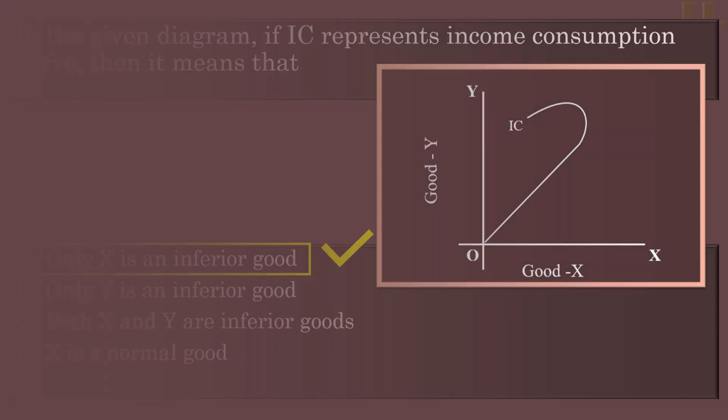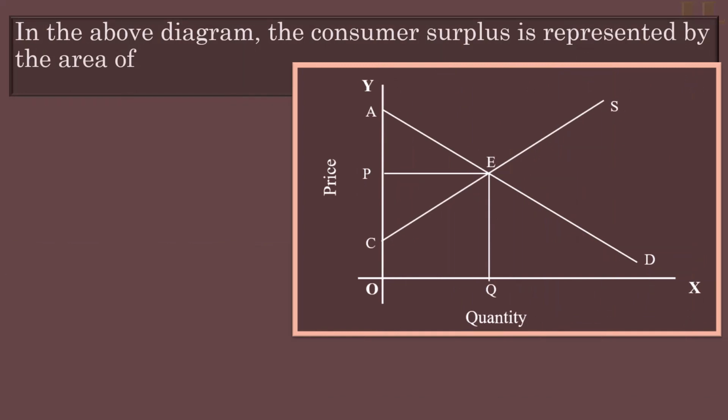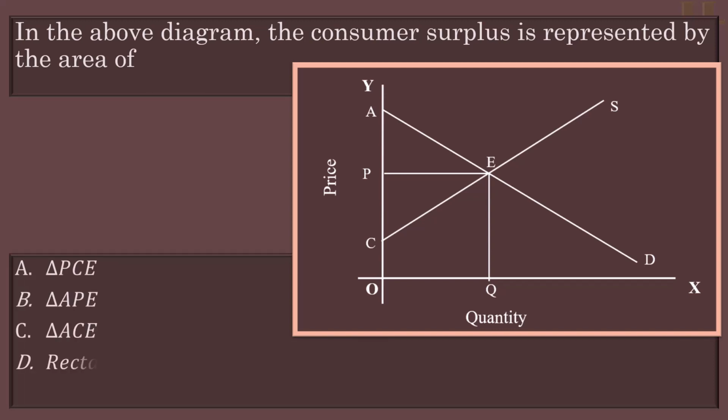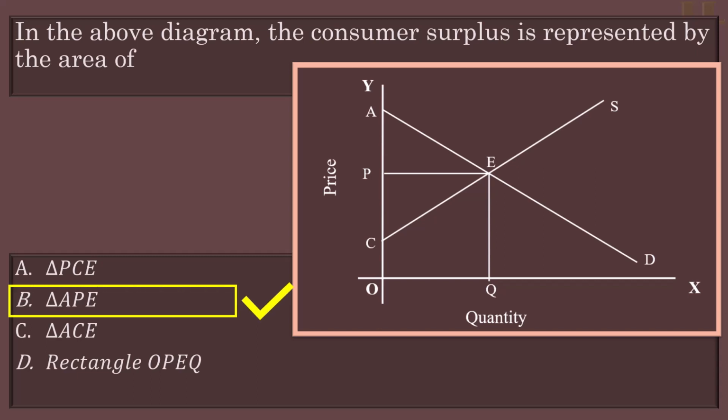In the above diagram, the consumer surplus is represented by the area. Options: triangle PCE, triangle APE, triangle ACE, rectangle OPEQ. We know pretty well from the graph, APE is the consumer surplus. Look for that answer. Option B is correct. Triangle APE. This is consumer surplus. It's a very simple question to answer.